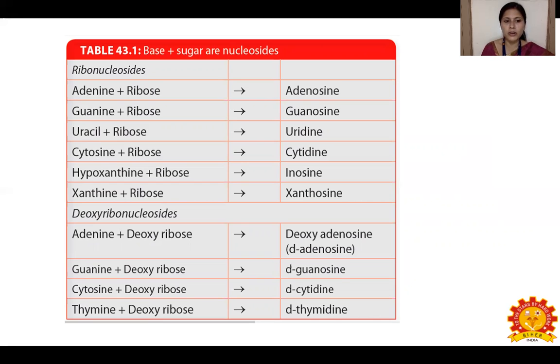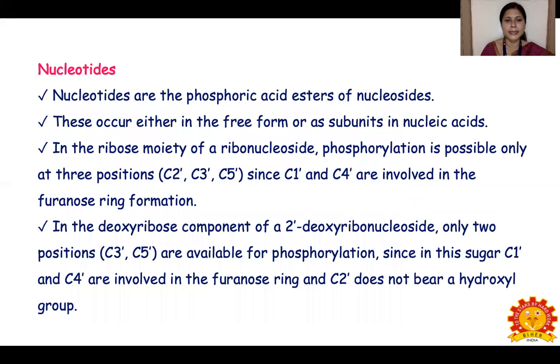For the deoxyribonucleosides, it is adenine plus deoxyribose sugar. It will be the same name, but with the prefix deoxy, so deoxyadenosine, denoted with a small d. So deoxyadenosine, deoxyguanosine, deoxycytidine, deoxythymidine. But deoxyuridine will not be there because uracil is not present in DNA.